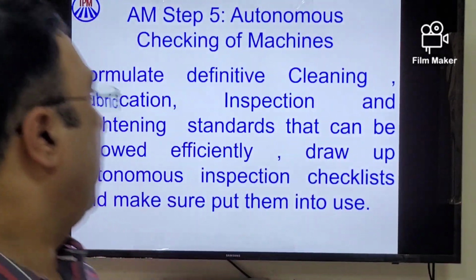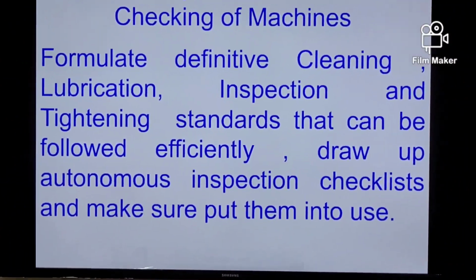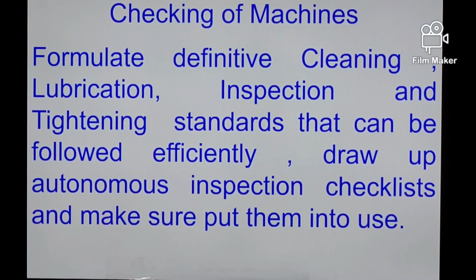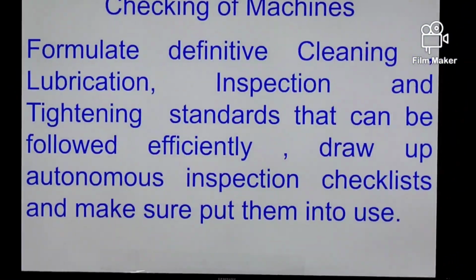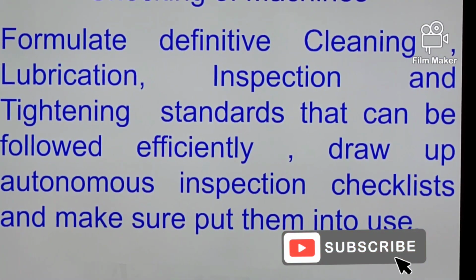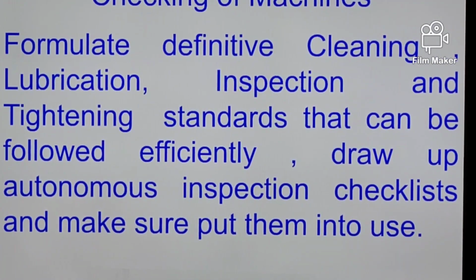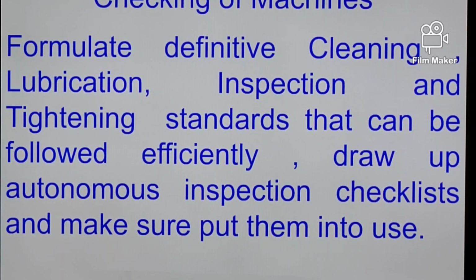Here, whatever we have made and improved in our skill, we maintain the machine like that. Based on that analysis, we now have to define a definite formula, definite chart, and definite schedule. So it says to formulate definitive cleaning, lubrication, inspection, and tightening standards that can be followed efficiently. Draw up an autonomous inspection checklist and make sure it is put into use.